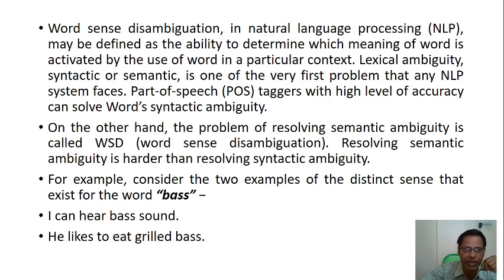Lexical ambiguity, syntactic or semantic, is one of the very first problems that any NLP system faces. Part of speech tagging with a high level of accuracy can solve a word's syntactic ambiguity. On the other hand, the problem of resolving semantic ambiguity is called word sense disambiguation, and resolving semantic ambiguity is harder than resolving syntactic ambiguity.